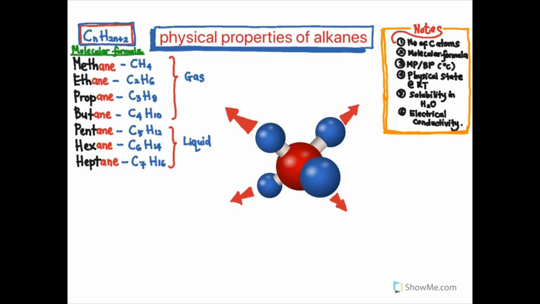What is the solubility of alkanes in water? Alkanes are insoluble in water, but they are soluble in organic solvents. Examples of organic solvents are propanone and tetrachloromethane.